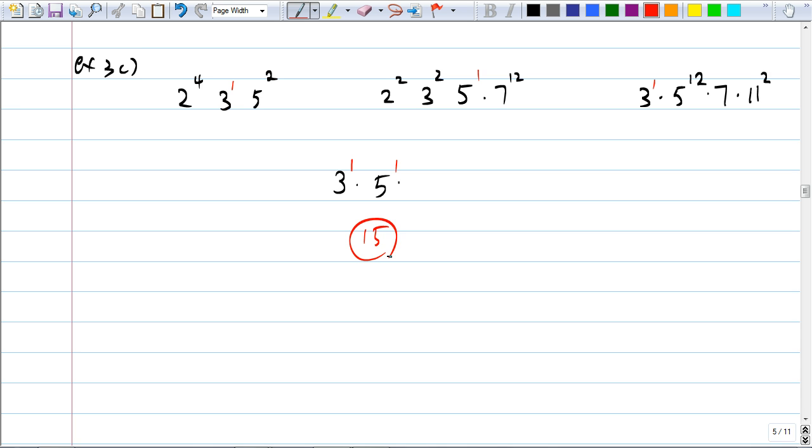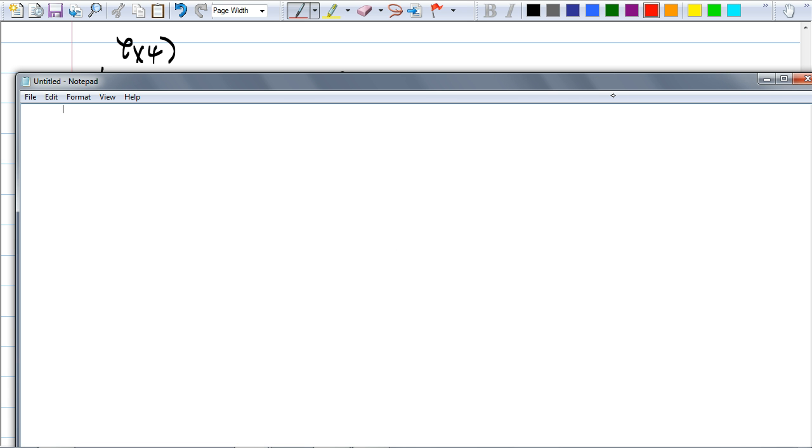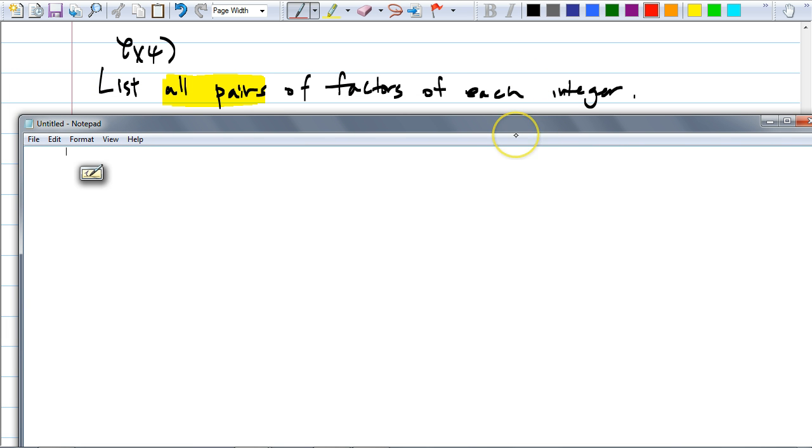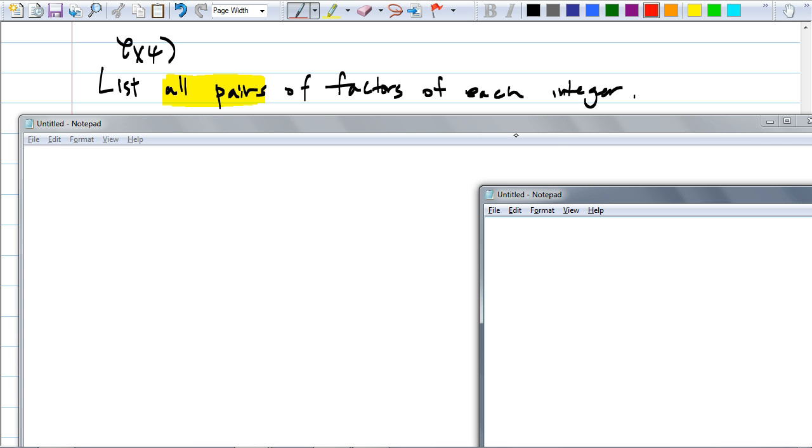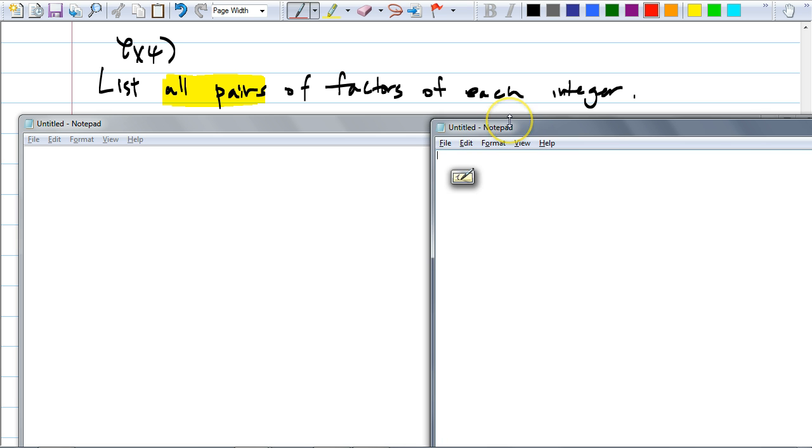All right. You know how on the other examples, I asked you to list all positive factors? This one is a little bit different. Let's see whether you can figure this out. It's going to ask you to do this on your homework tonight. It's going to say list all pairs of factors of each integer. So it's not asking you to list all factors, right? All positive factors, that's before, right?